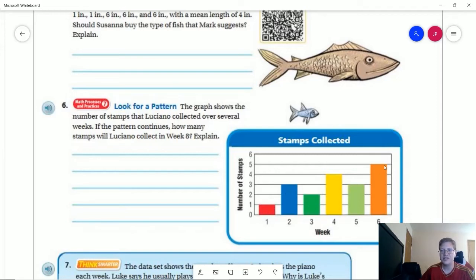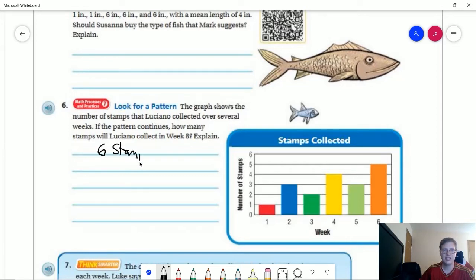If we continue this pattern on week 7, we would go down to 4 stamps collected, and then on week 8 we would go up to 6 for week 8. So 6 stamps for week 8. And the explanation is talking through this particular repeating pattern.